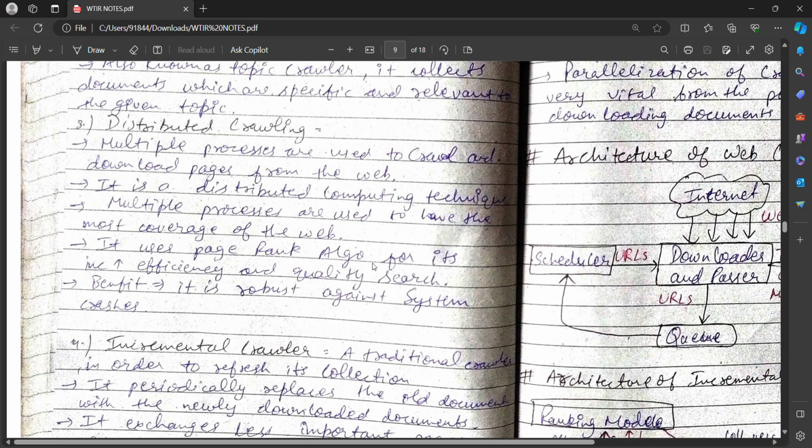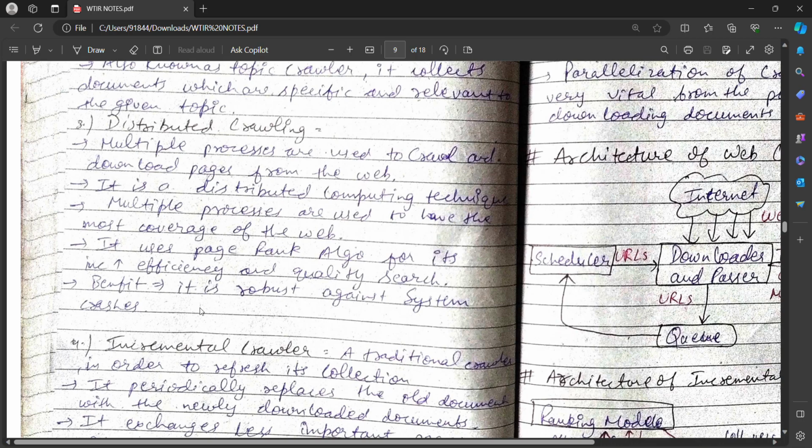It uses the page rank algorithm for increasing its efficiency and quality of search. So this distributed crawling technique uses the page rank algorithm just to increase the efficiency and quality of search. Quality search basically means that the pages it searches should have some kind of quality, or good quality.